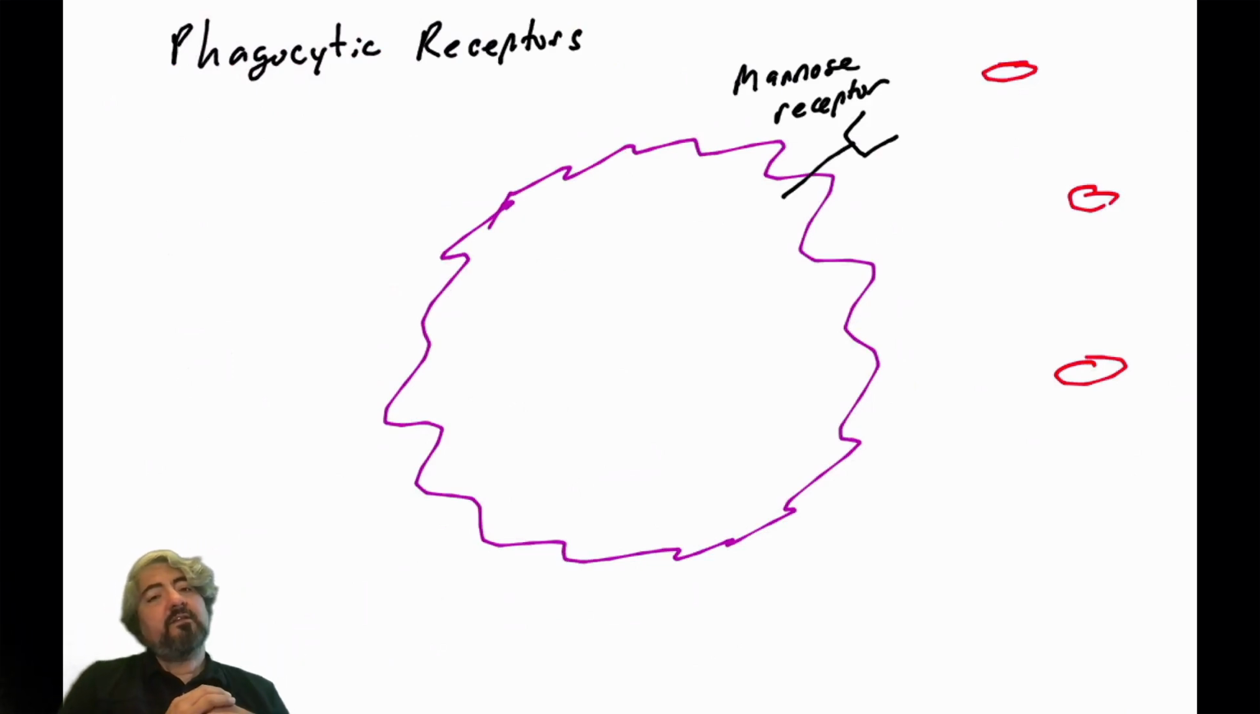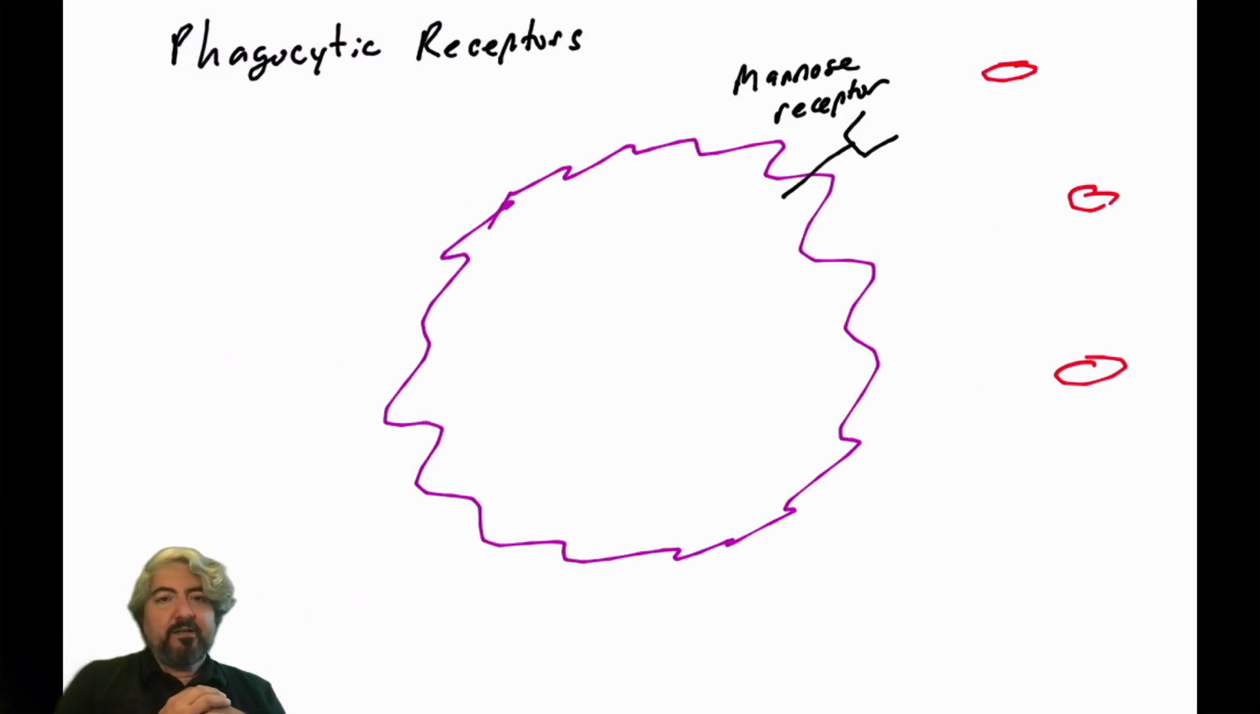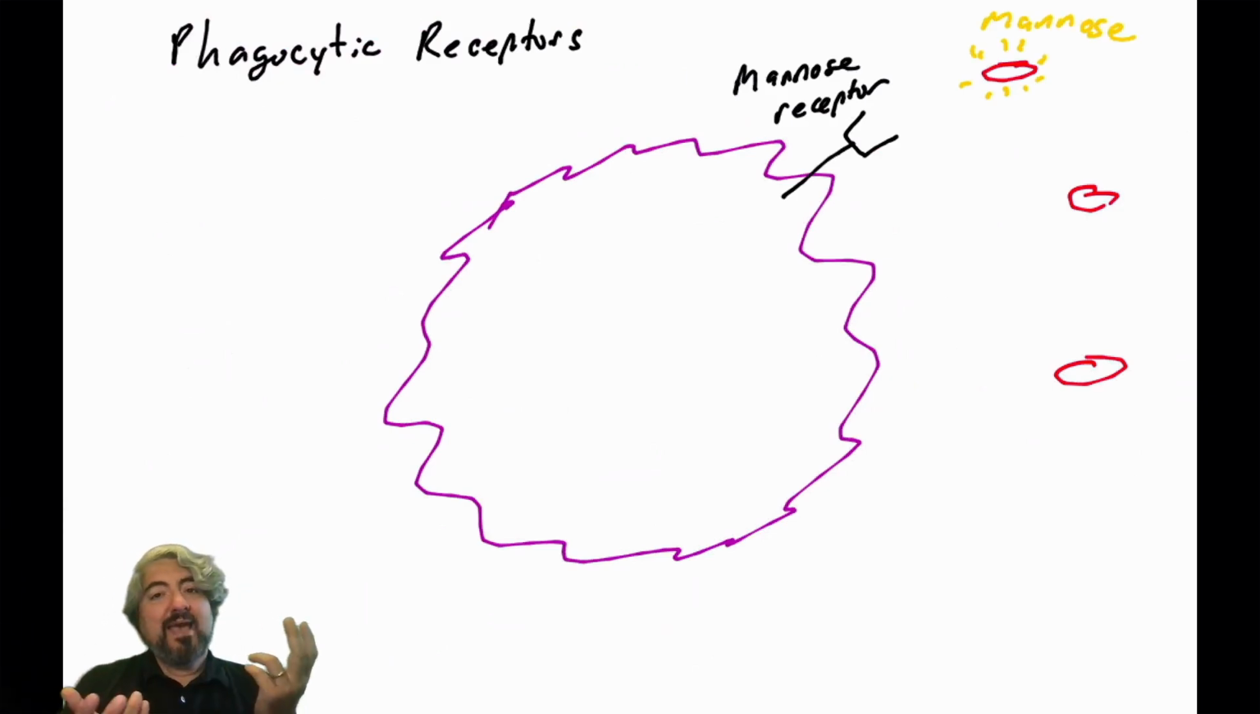So macrophages have on their surface a protein called the mannose receptor. What does the mannose receptor do? Well, it's going to bind mannose, found on the surface of many different pathogens. Viruses, bacteria, parasites, fungi have the sugar on their surface called mannose. Not all of them, but many of them.